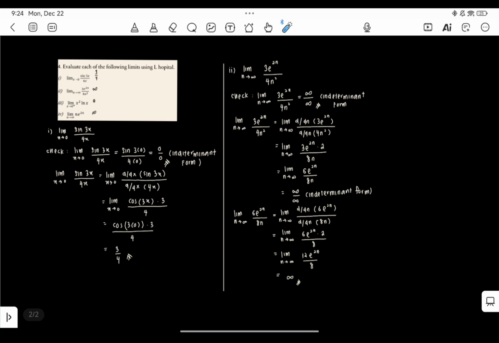So now the limit as n approaches infinity of 6e^2n over 8n. We differentiate the numerator and also the denominator. Differentiating 6e^2n, we get 6e^2n multiplied by 2, and differentiating 8n, we get 8. Then 6e^2n multiplied by 2 gives 12e^2n. As n approaches infinity, the numerator approaches infinity and the denominator is a constant, and infinity divided by a constant is still infinity. So that will be the final answer.